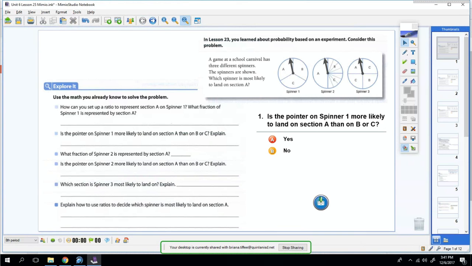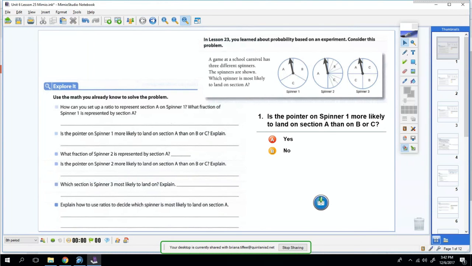So in lesson 23, you learn about the probability based on an experiment, and consider the problem. A game at a school carnival has 3 different spinners. The spinners are shown. Which spinner is more likely to land on section A? Well, first off, let's answer some questions.